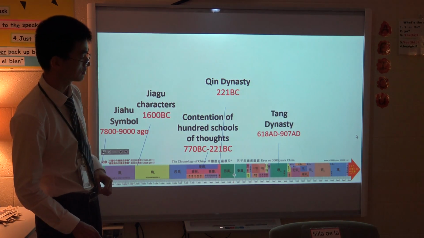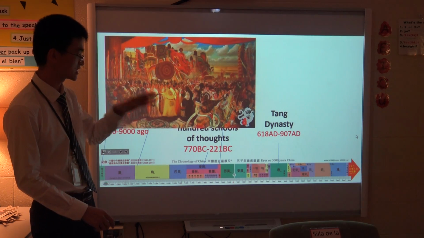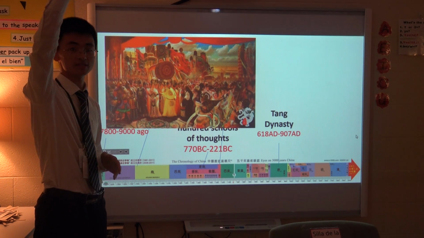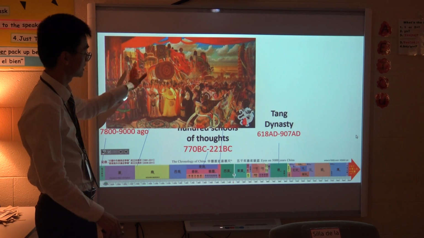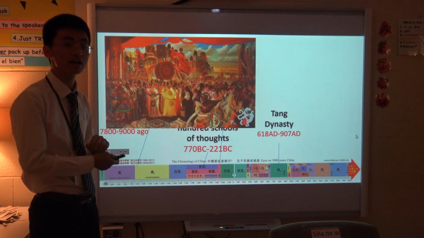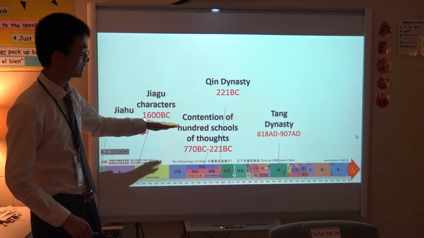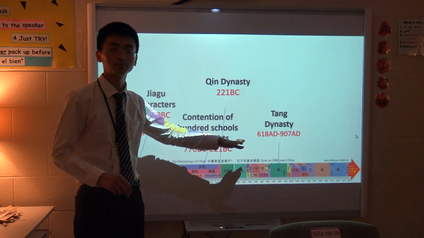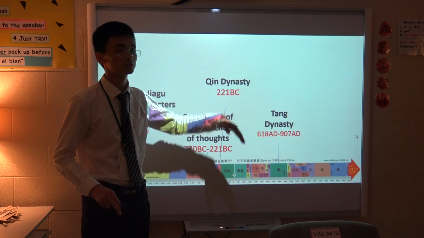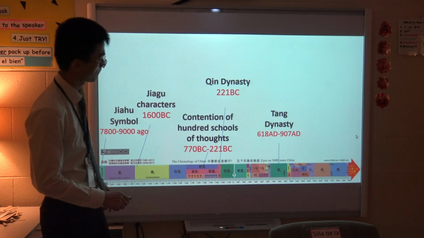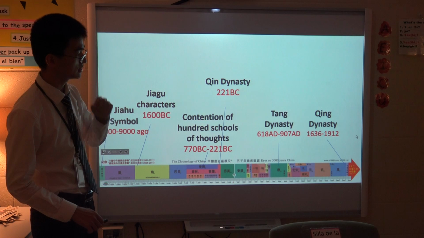And then the Tang Dynasty. In the Tang Dynasty, China reached the highest level in its history. Many people were wealthy and the country was very strong. Also at that time, poetry developed to its highest level. Then we went to the Qing Dynasty.